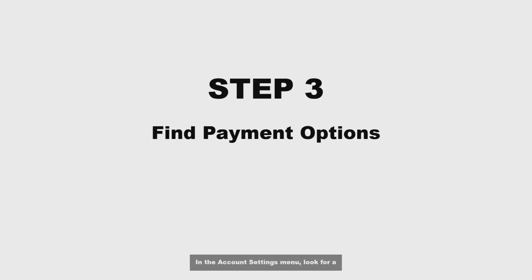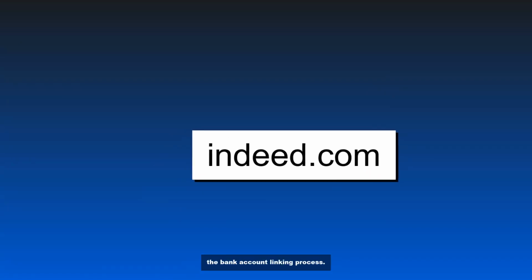Step 3. Find payment options. In the account settings menu, look for a section labeled payment options or bank account. Click on this section to proceed to the bank account linking process.